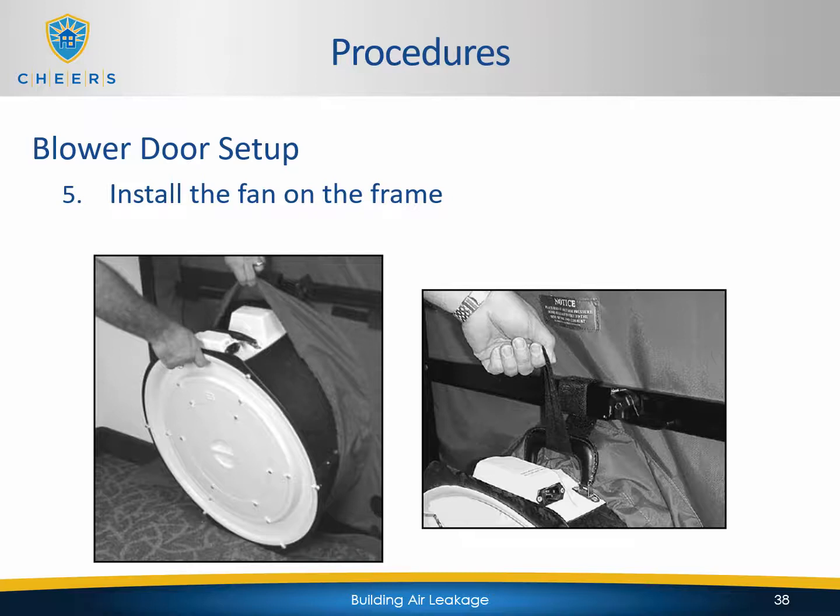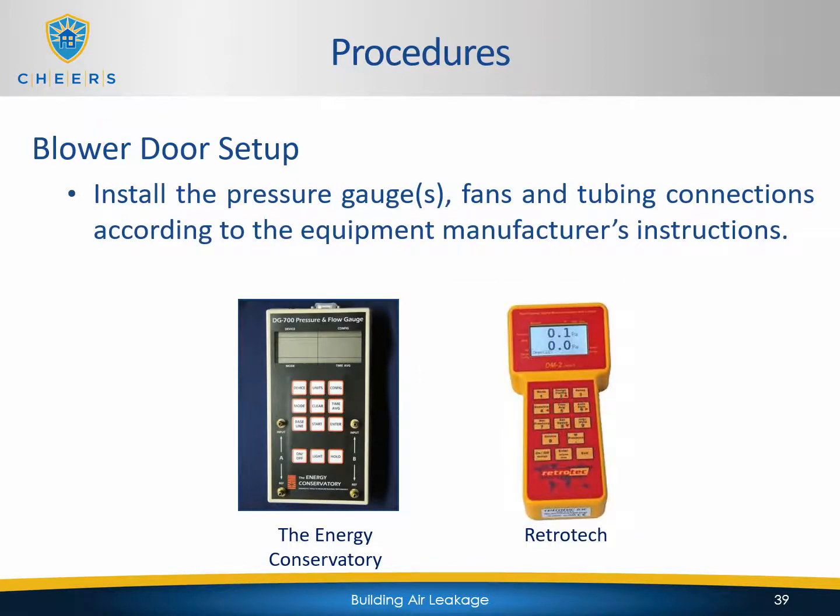You then are going to put the fan itself into the opening of the frame and the tarp, and you're going to be securing that fan to the frame so that once you turn it on, it doesn't move. And then you're going to install the pressure gauges, fans, and tubing connections according to the equipment manufacturer's instructions.